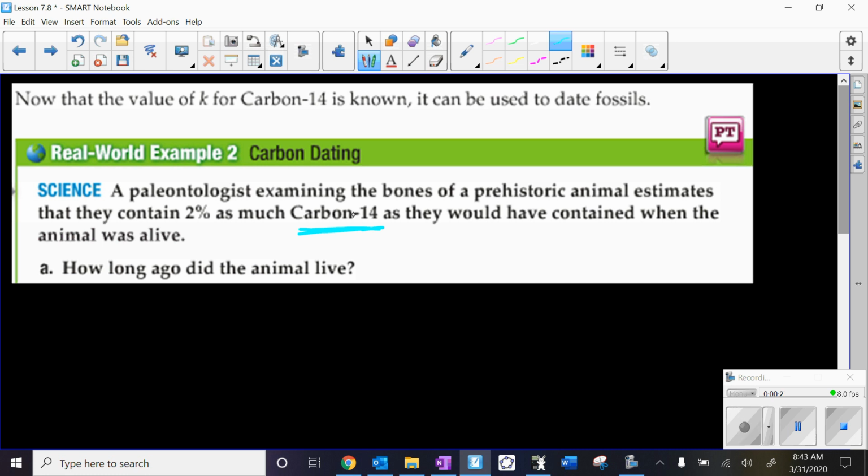So a paleontologist examining the bones of a prehistoric animal estimates that they contain 2% as much carbon-14 as they would have contained when the animal was alive. How long ago did the animal live?